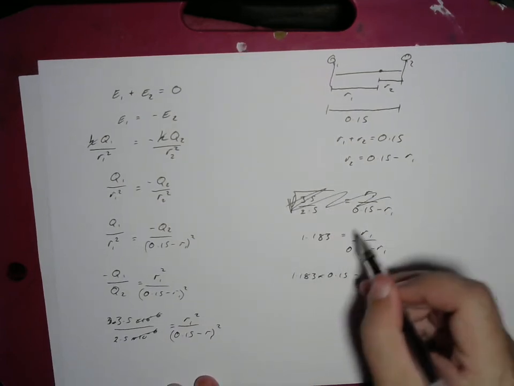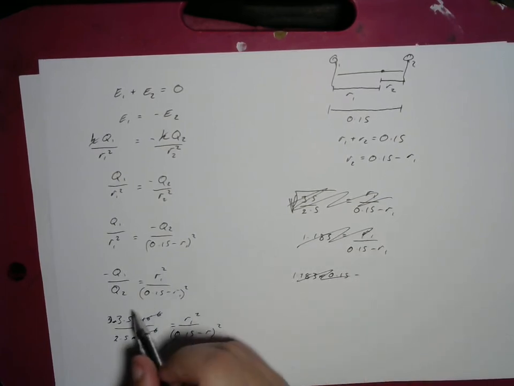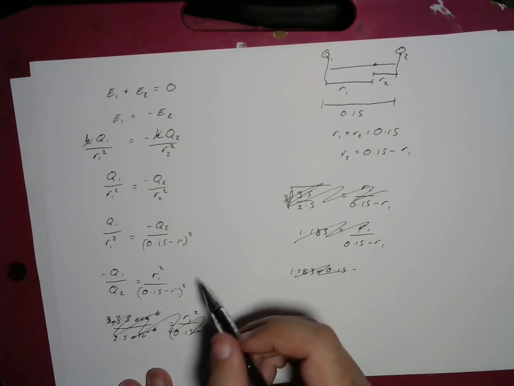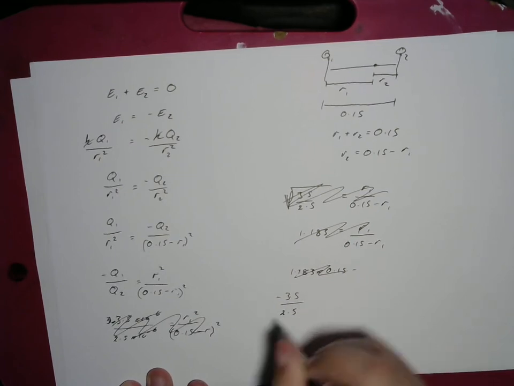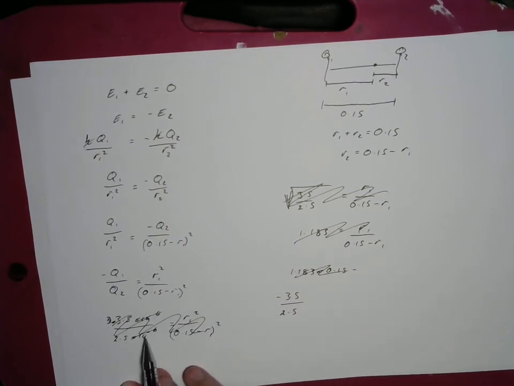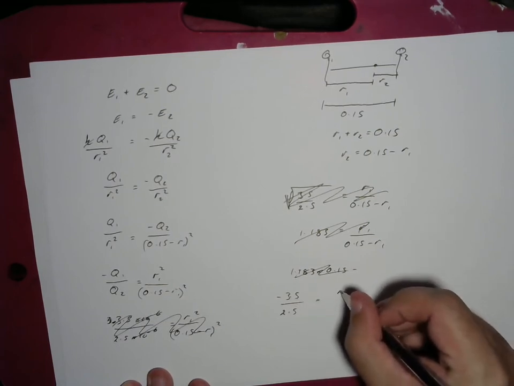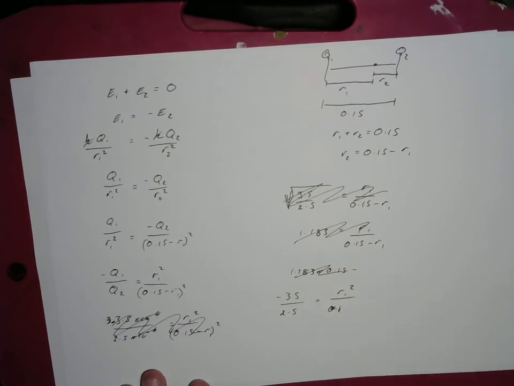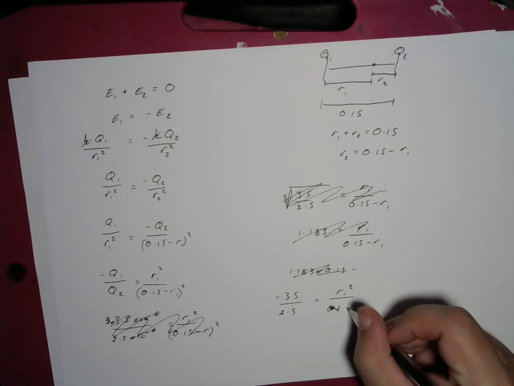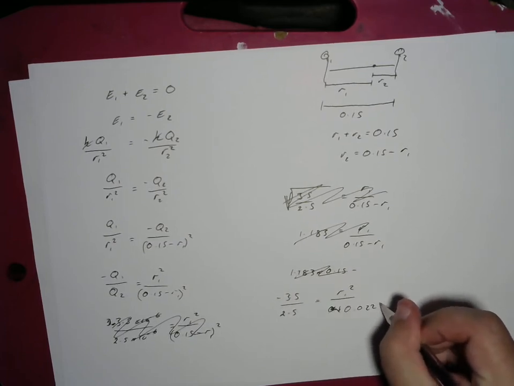So we're actually going to have to go back. I'm going to get to here. I'm not going to do this square root thing. I will do this same step here though. I'm going to have negative 3.5 over 2.5. The cancelling of the 10 to the power of 6's will still work. Equals R1 squared over 0. Well, I'm going to expand this open. Let's grab out the calculator. So 0.15 to the power of 2 equals 0.0225.